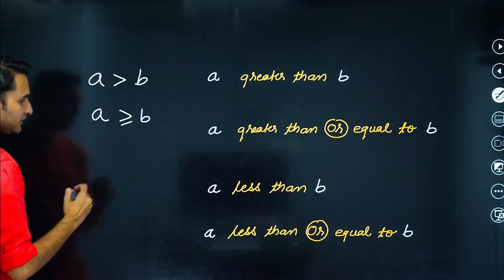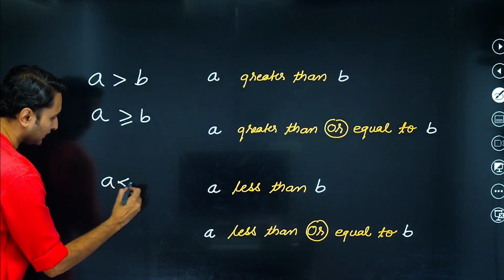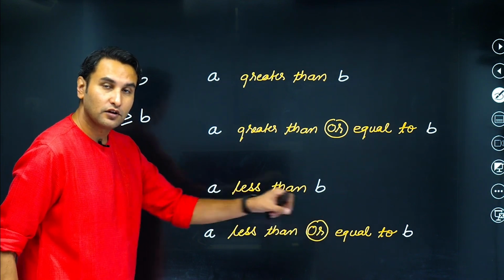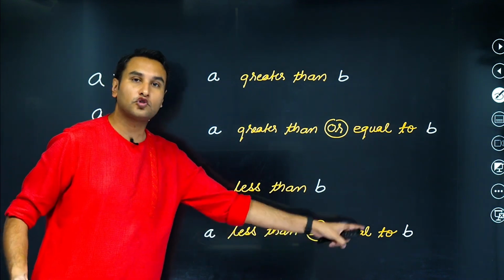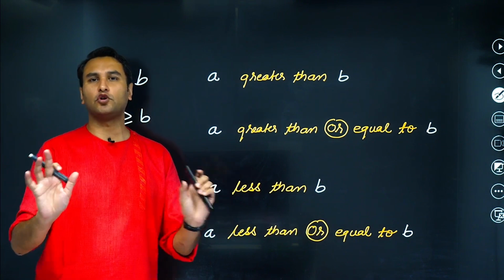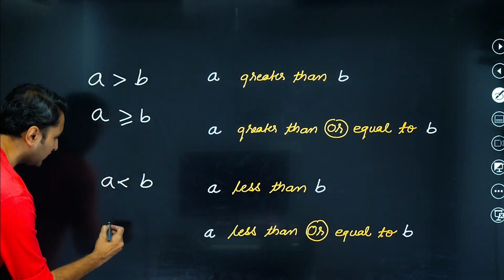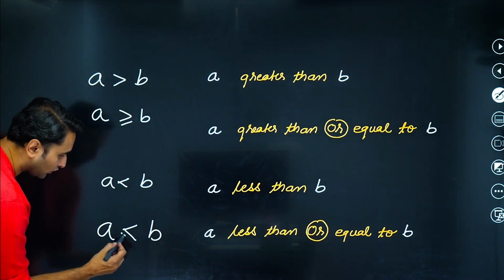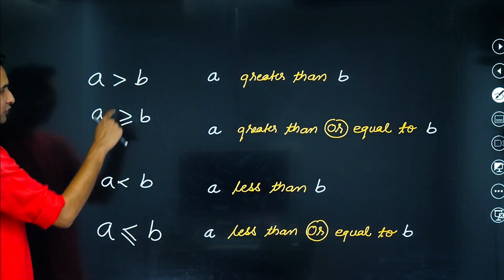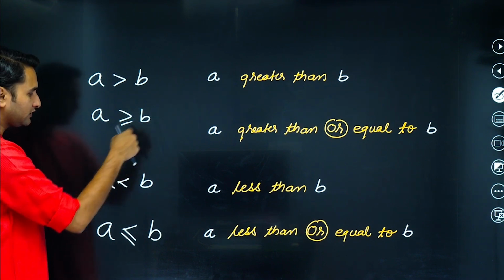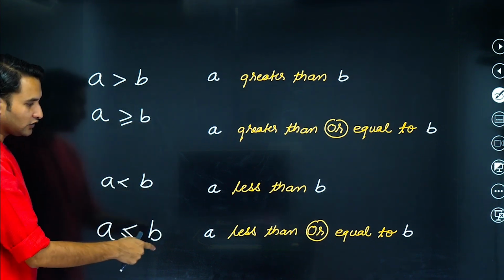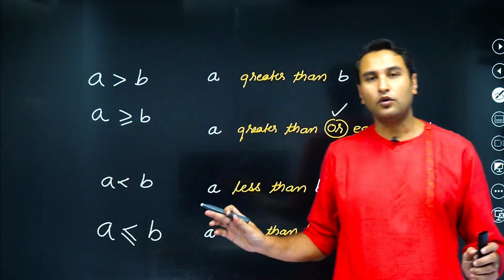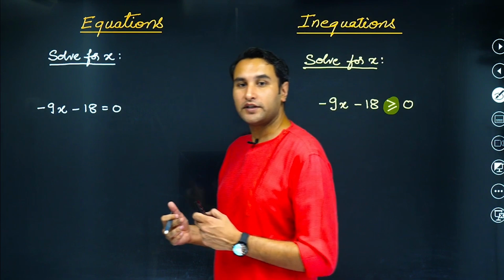Similarly, let's see A less than B, and A is less than B, or A can also be equal to B. I'm happy with A being equal to B as well. So let us see how do we represent that. A is less than B, or A can also be equal to B. So A greater than B, A greater than or equal to B, A less than B, A less than or equal to B. Focus on the word 'or' here.